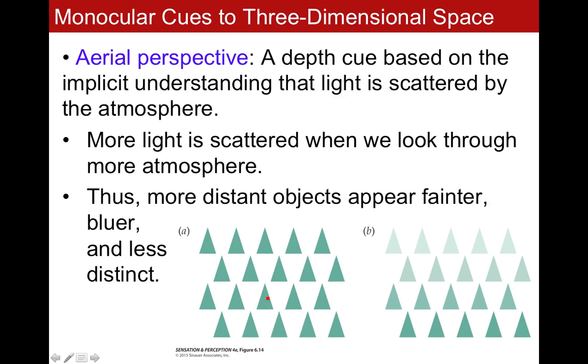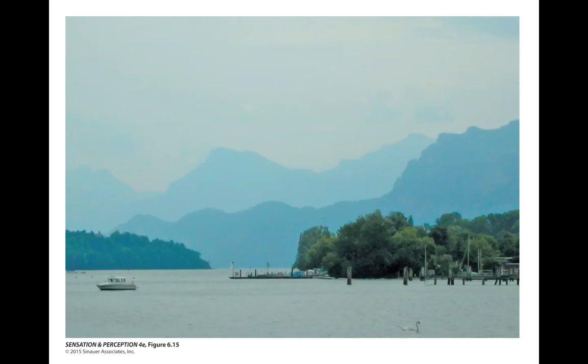figures, it doesn't look like there's any depth in A, but in B, you perceive it as the triangles at the top being farther away because they're kind of hazier and bluer and they have less contrast. This figure actually shows a real world scene with the cue of aerial perspective, right? So the less clear mountains seem farther away, seem to have more depth.